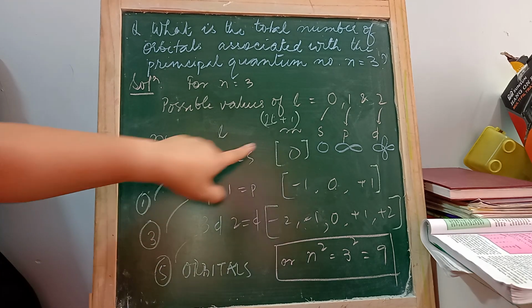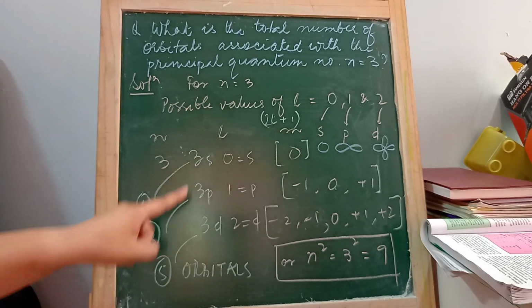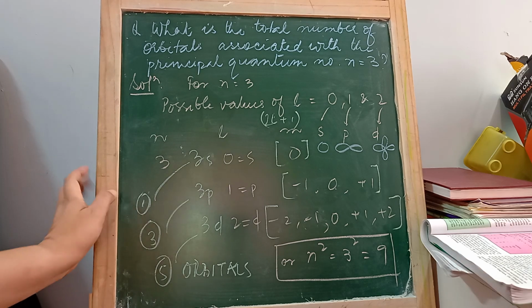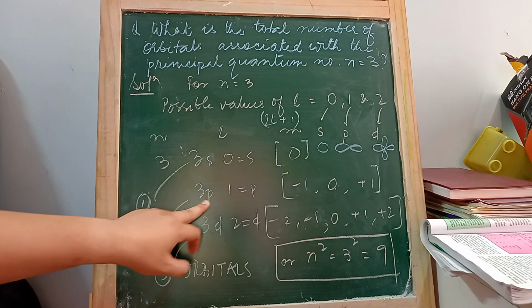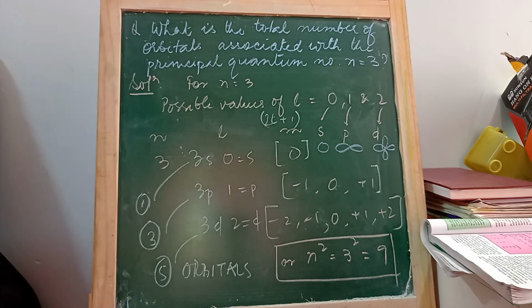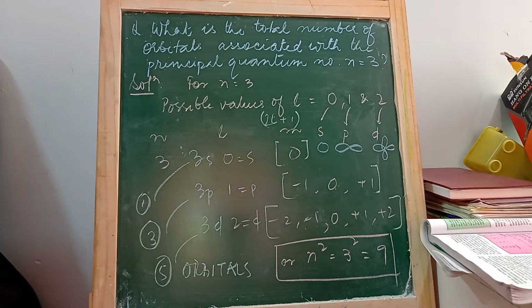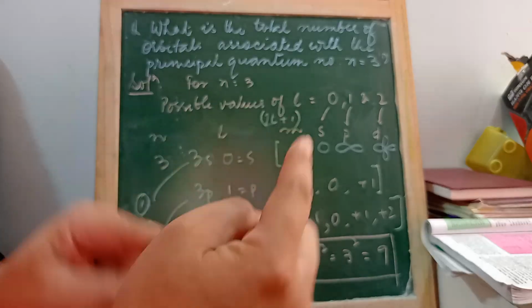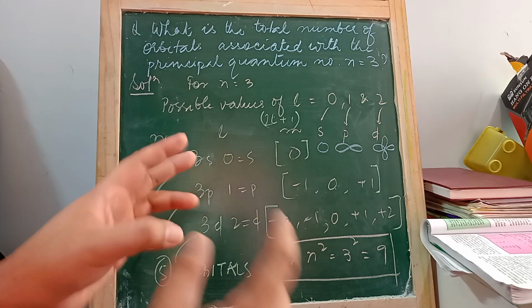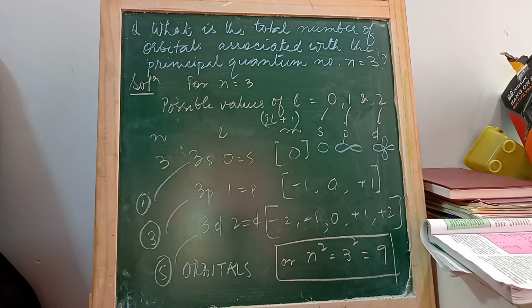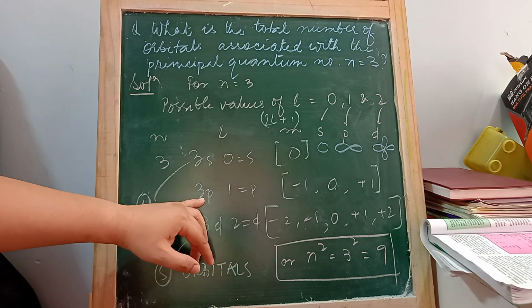In this subshell, since the value of M is 0, there is only one orbital. So in this 3s subshell, there will be only one orbital. In the 3p subshell, there are 3 possible values of M: -1, 0, and +1. That means there are 3 orbitals possible, right? So there will be 3 orbitals in the 3p subshell. 3p is a subshell, and in that 3p there will be 3 kinds of p orbitals. So there will be 3 orbitals here.